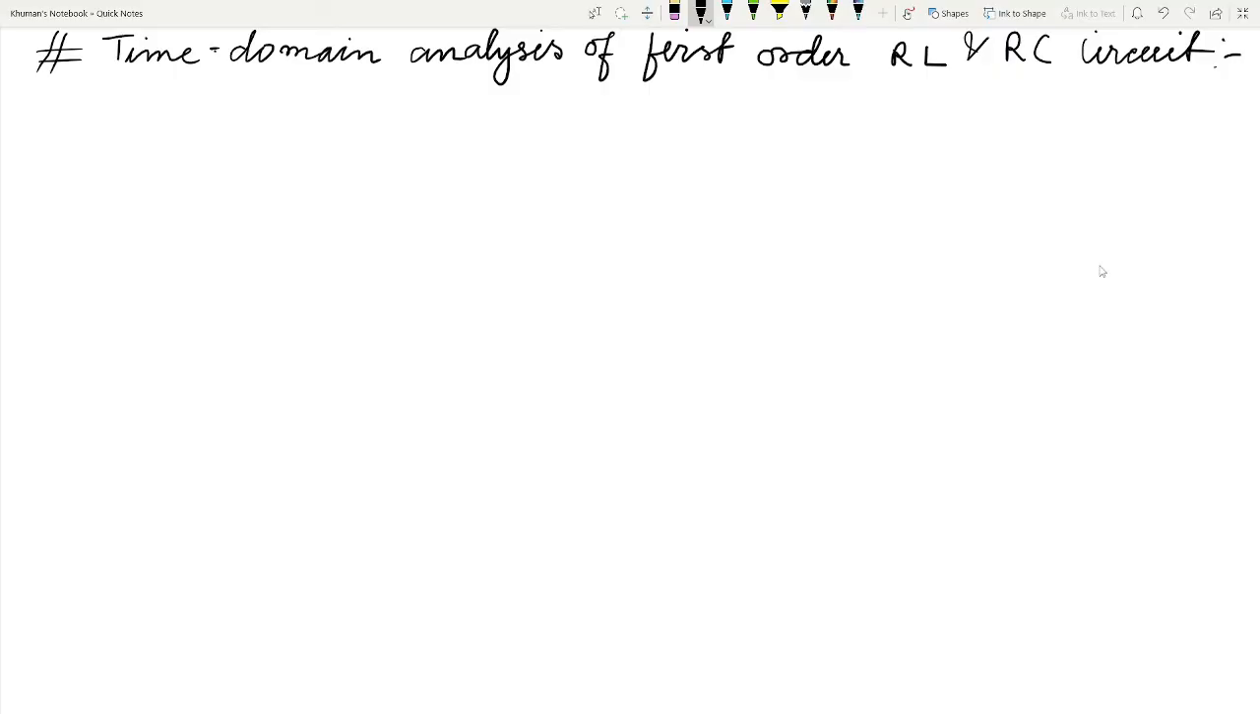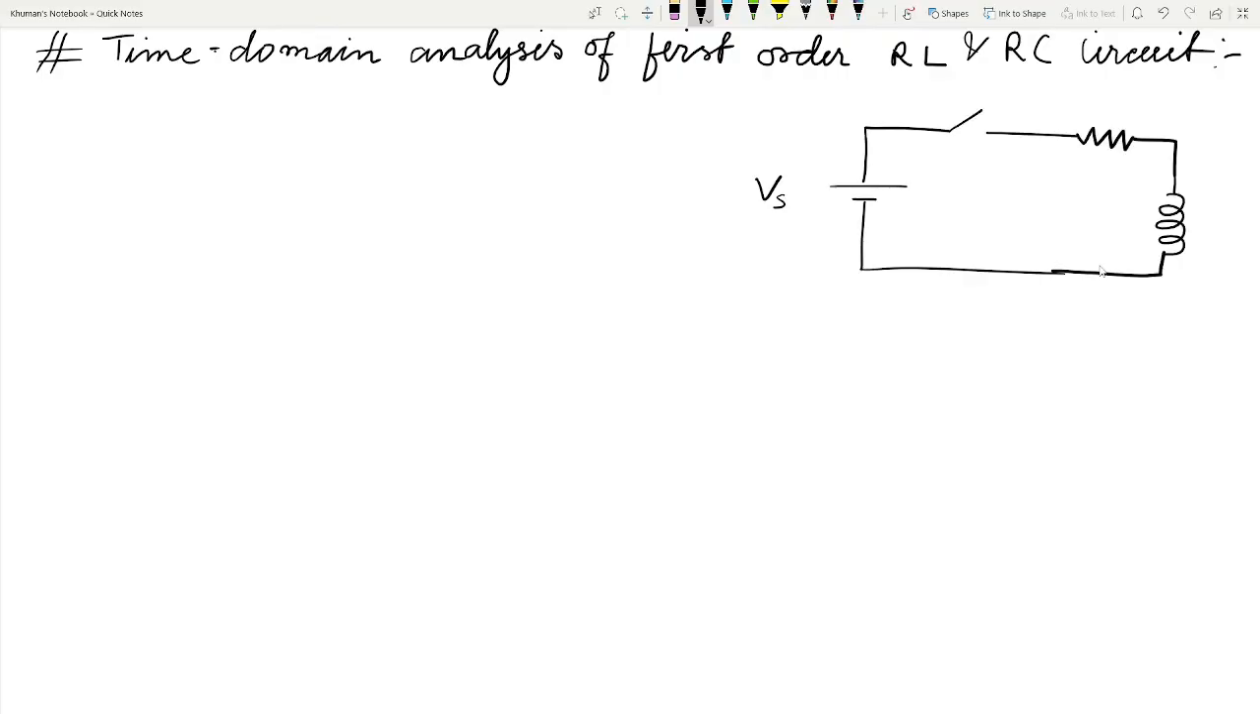Okay, so when we discuss the time domain analysis of first order RL or RC circuit, there will be two responses. Here the supply will be a DC supply. So it is Vs, this is the supply voltage. First we will discuss the series RL circuit. So this is R, this is L, this is the switch, and this is the voltage source.